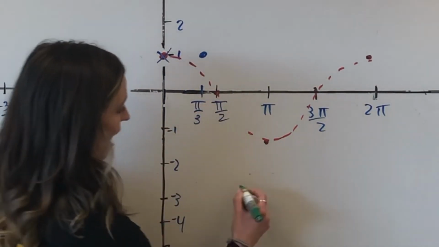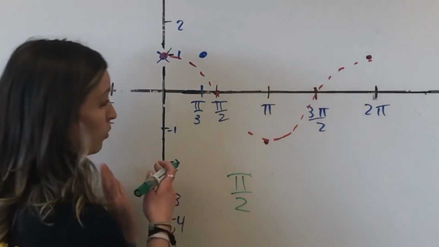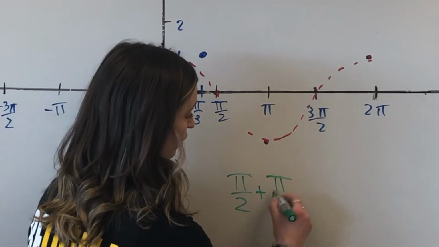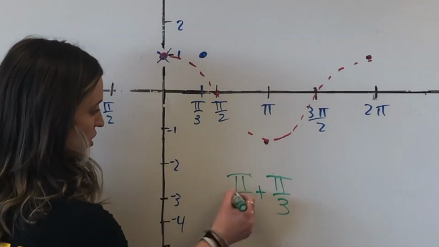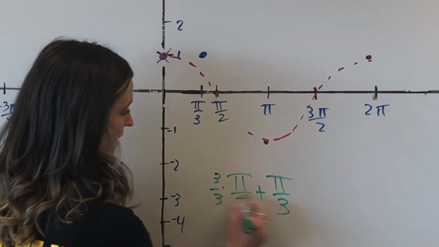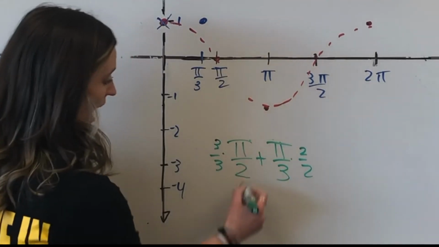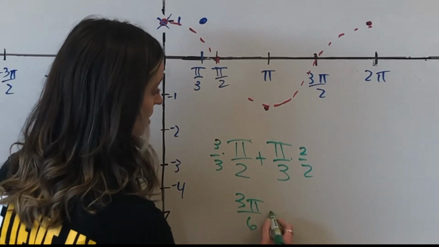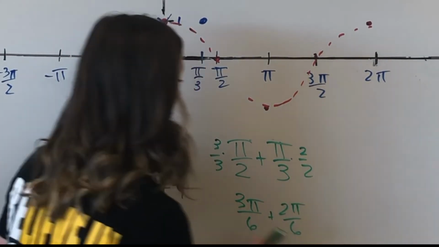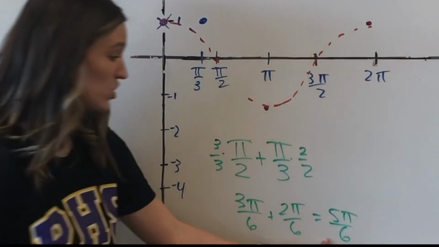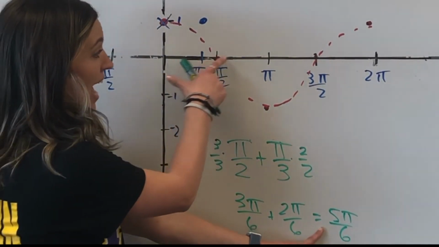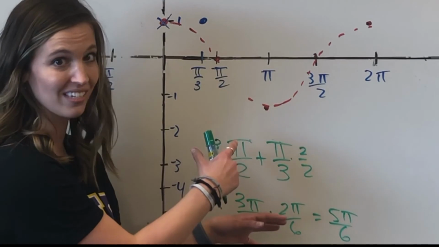If I'm at pi over 2, and I wanna move to the right, so I'm adding pi over 3 to that, I have to find a common denominator. So 2 and 3, well, if I multiply this by 3 over 3, this by 2 over 2, I'm gonna have 3 pi over 6 plus 2 pi over 6. Now I can add and get 5 pi over 6. So this point right here should end up wherever 5 pi over 6 is.